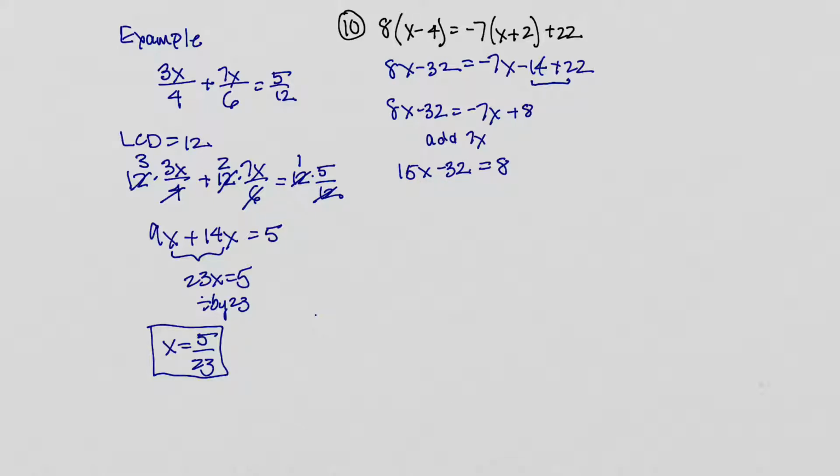So let's do that. Let's add 32, so we'll get 15x, and then minus 32 plus 32 is 0, and then 8 plus 32 is a 40, and then let's divide by 15. So x divided by 15 is x equals 40 over 15. We can reduce that, right? 5 will divide each of those numbers, so we're going to get x equals 8 over 3.